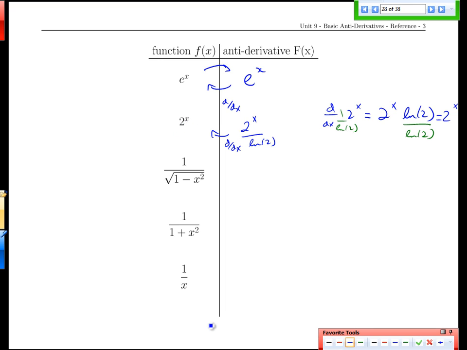These last ones here are mostly recognition. 1 over the square root of 1 minus x squared should sound an awful lot like arcsine. When we differentiate arcsine, that's exactly what we get. And likewise, what do we differentiate to get 1 over 1 plus x squared? It's arctan of x. Last but not least, what do we differentiate to get 1 over x? We differentiate ln of x. We'll actually return to this one a couple times. Turns out there's a little subtlety to this. We'll come back to it after the next example.